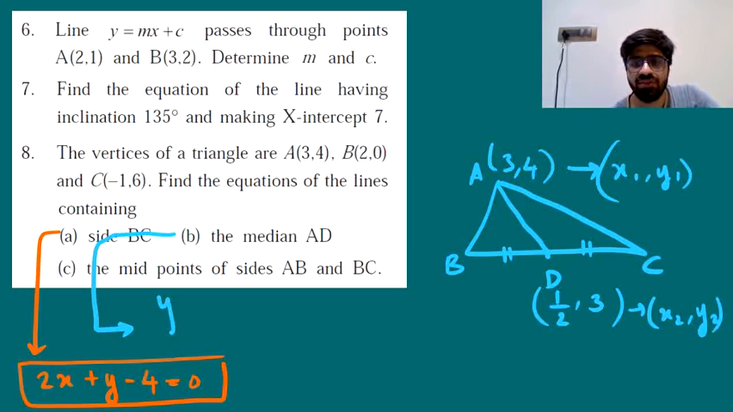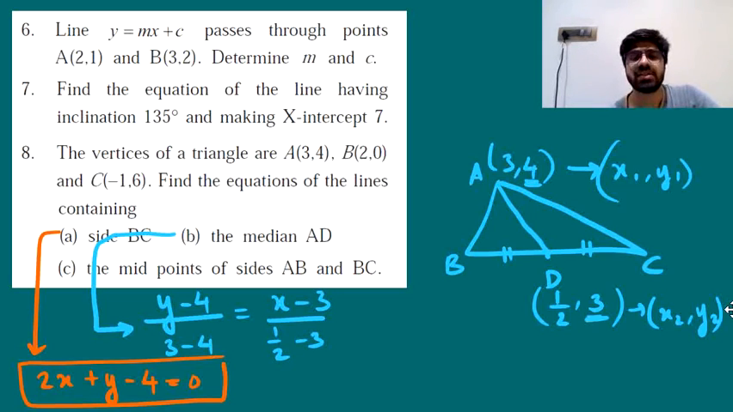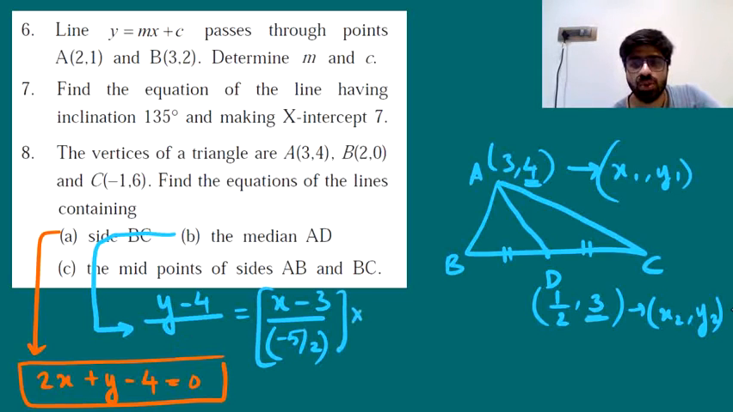So the equation of AD will be y minus y1, that is y minus 4, divided by y2 minus y1, that is 3 minus 4. That should be equal to x minus x1, that is x minus 3, upon x2 minus x1, that is half minus 3. Half minus 3, that will be 1 minus 6 the whole divided by 2, that is minus 5 upon 2. And 3 minus 4 will be equal to minus 1. That minus 1 goes on the right. And when you multiply this entire thing with minus 1, you see that this minus 1 gets cancelled with the negative sign you had here.